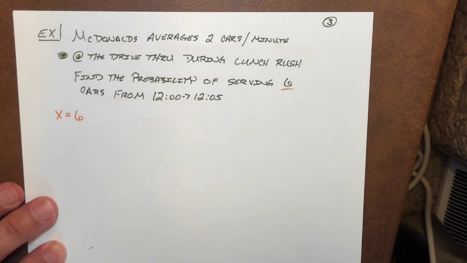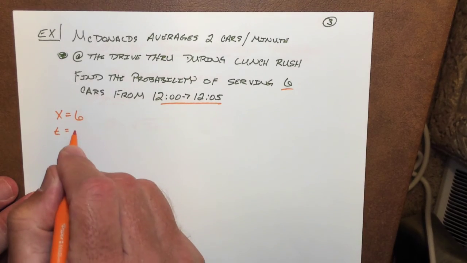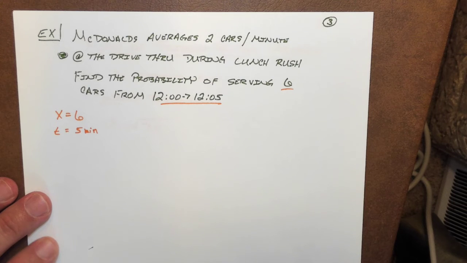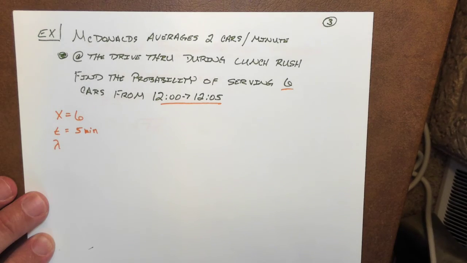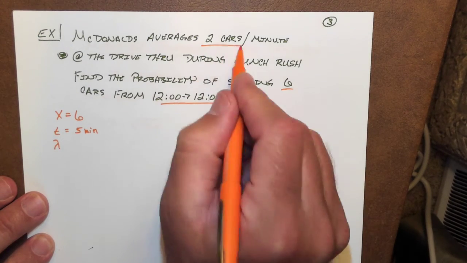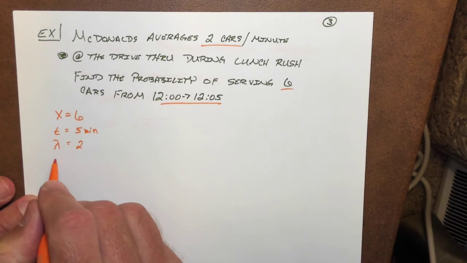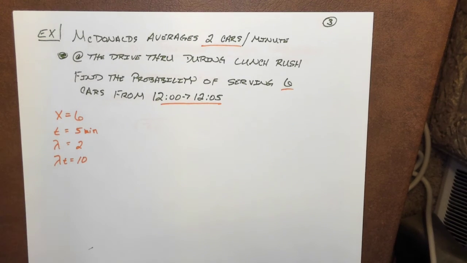All right. Time, what is our time? 5 minutes. So we're going to have a 5-minute time frame. Lambda was what? The average. Well, we're getting 2 cars per minute. So our average is 2. And then lambda t is equal to 10.